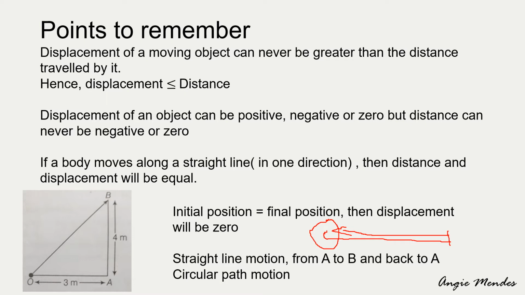Also, displacement can be 0 when the body moves along a circular path. So here, if we take this point to be the initial position and the body moves along this circular path, then it will come to the initial point and then the displacement will be 0. So I'll just show you again here. If this is the initial position and the body moves along the circular path and comes back to the initial position, then displacement is 0. Okay?